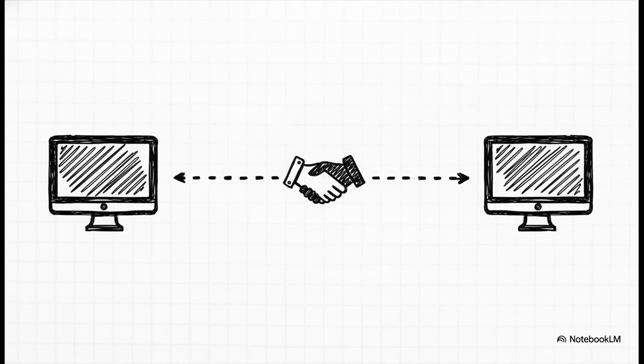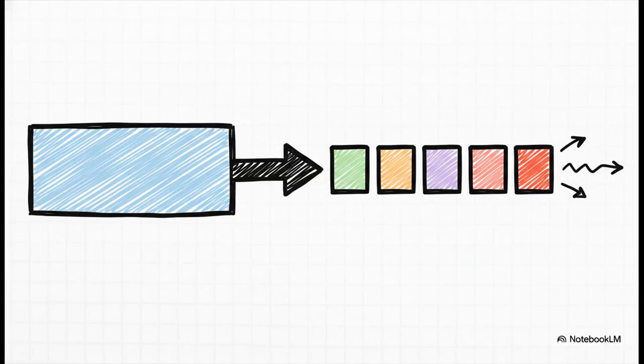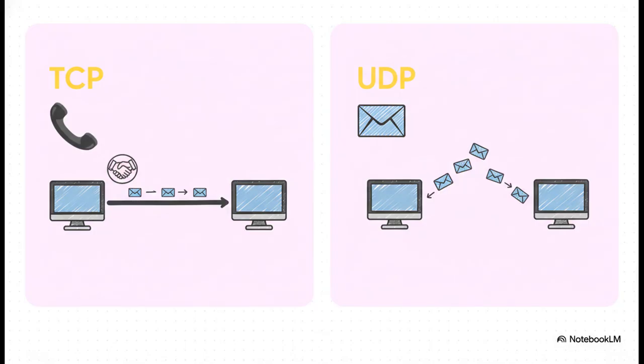Think of this layer as the conversation manager. It opens, runs, and closes the session. Okay, now we're getting into the real core of the network, the logistics of the whole trip. This layer chops your data into smaller pieces or segments and makes sure they all arrive. It uses TCP for reliability or UDP when speed is key, like when you're streaming video.